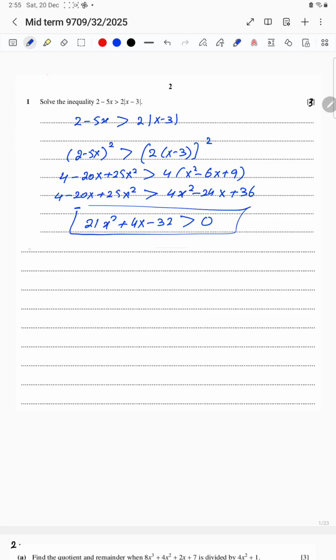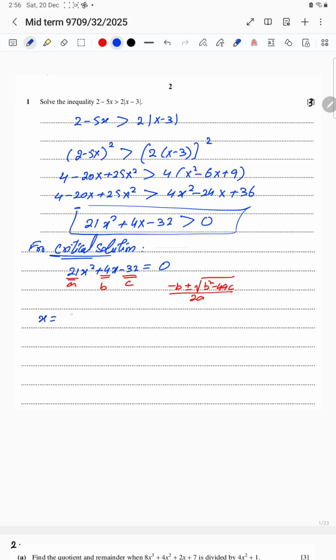So here we'll take the critical solution. For critical solution, I will suppose this quadratic 21x square plus 4x minus 32 is equal to 0. Here I can apply the quadratic formula, where 21 is a, 4 is b and minus 32 is c, and I can apply the formula minus b plus or minus square root of b square minus 4ac, whole divided by 2a. And once you apply this formula, we'll get two values of x.